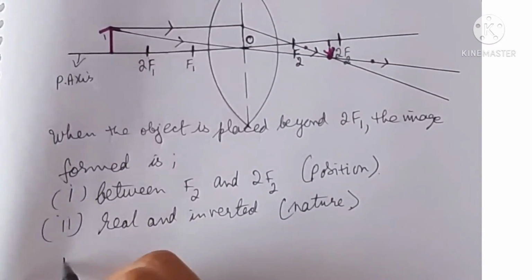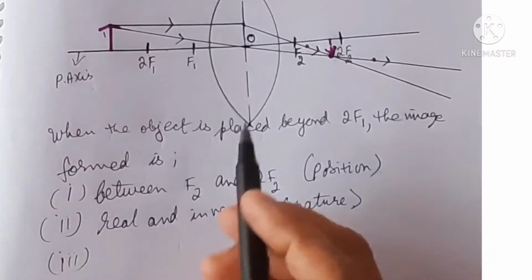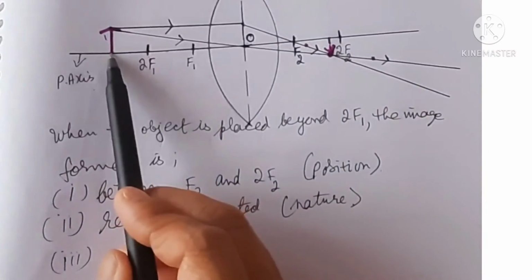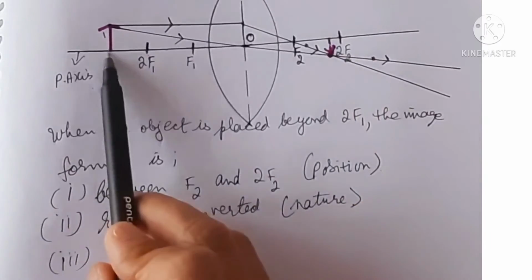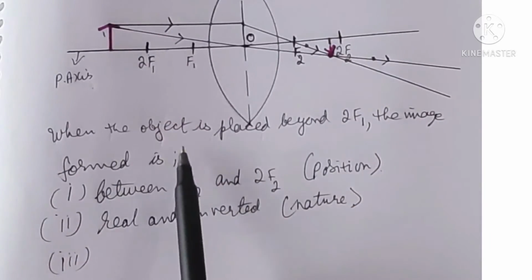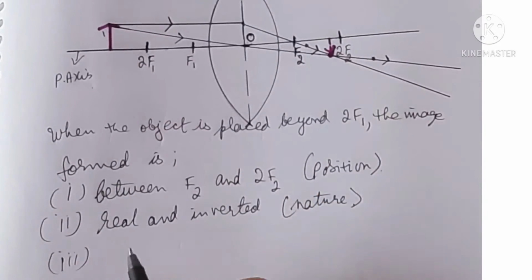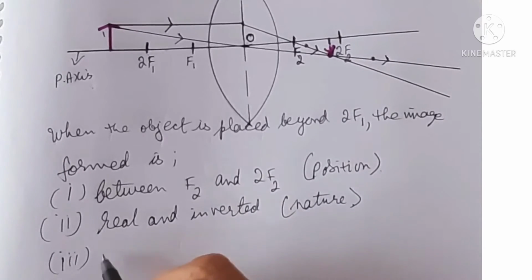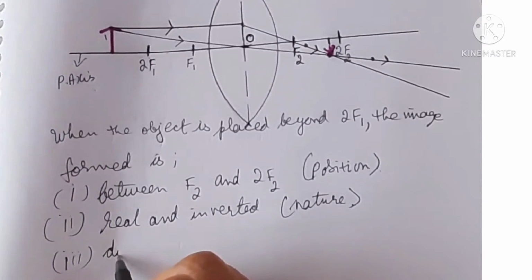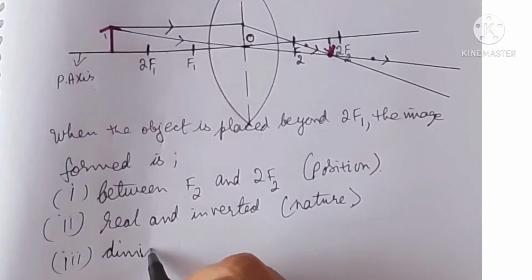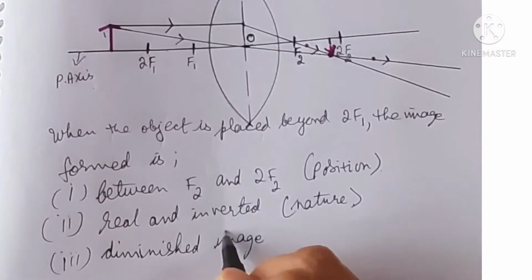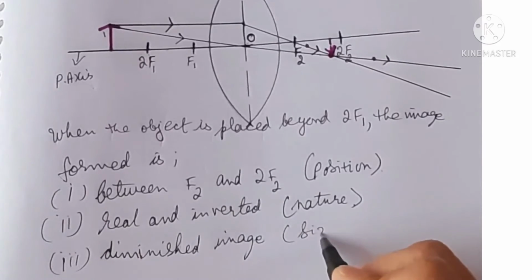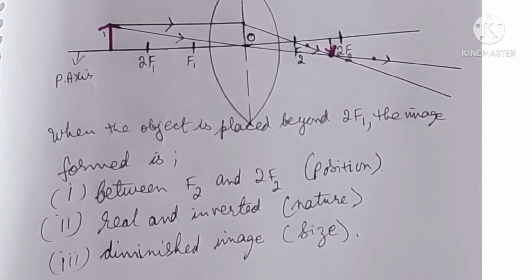Next, we'll find the size. Look at the object size and the image size. By looking, you can make out which one is bigger and which one is smaller. Here we have seen that the image size is very small compared to the object. So I am writing diminished image. That means a very small image compared to the object. So that is how we have to write.